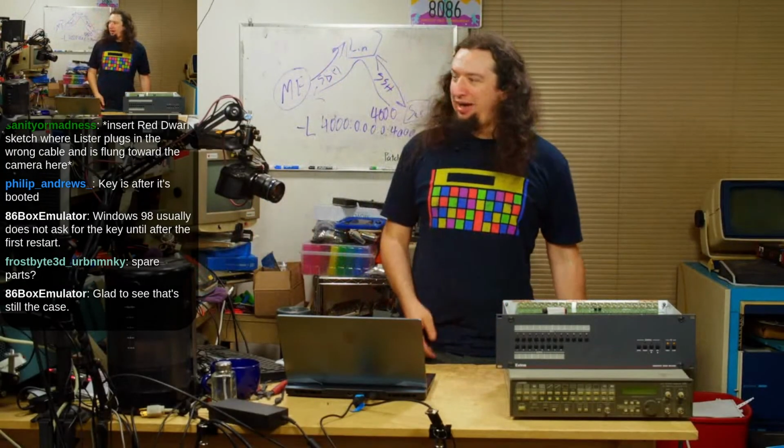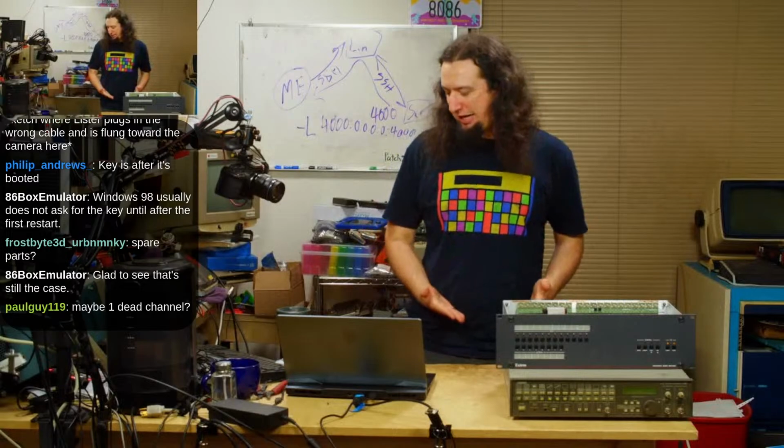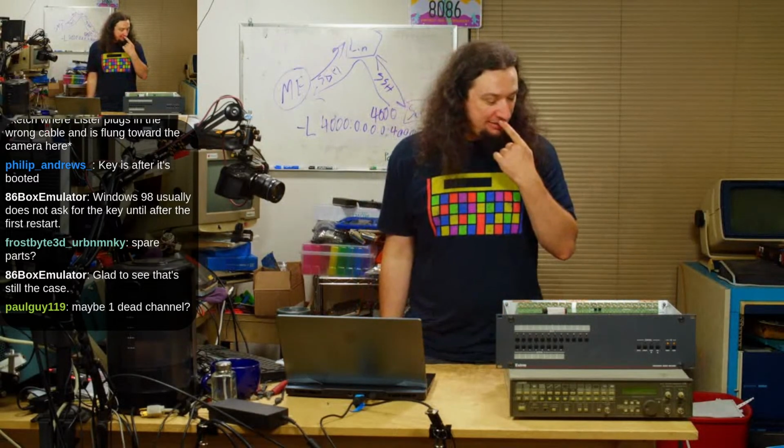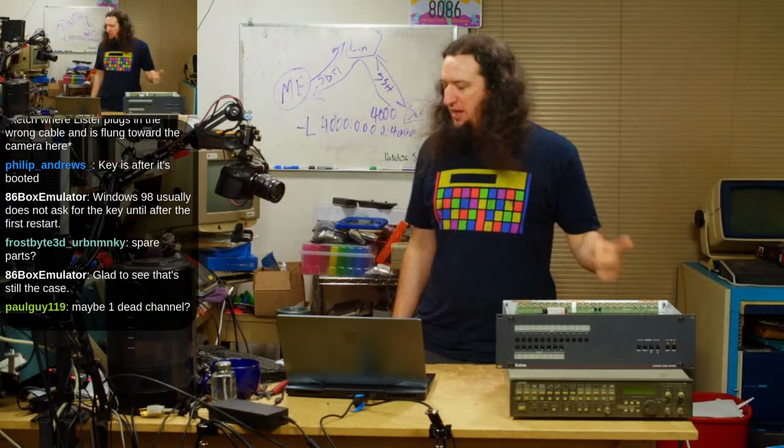Now I just have to buy a billion BNC adapters. Maybe one dead channel? Maybe. You know what? That's a good point. Let's run through everything. So let's do, that was R. Here's G. Okay, G works. B. B works. All right. Horizontal sync.